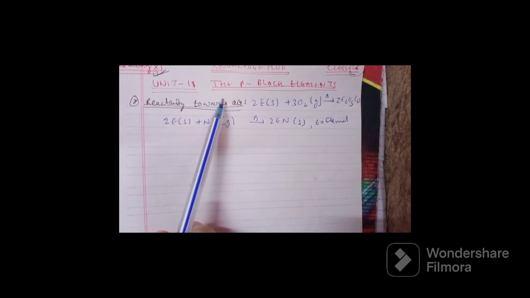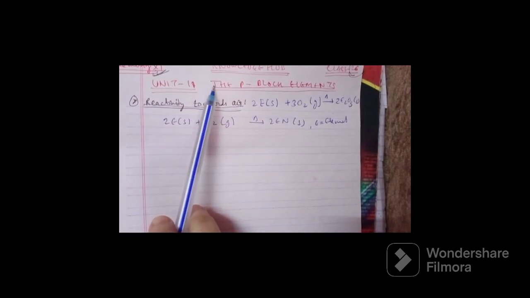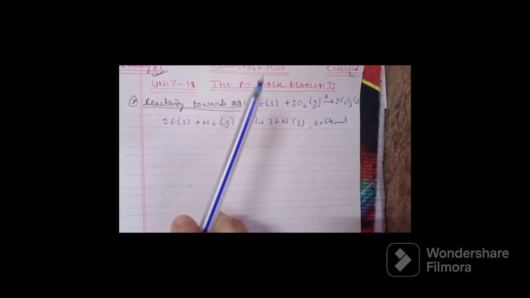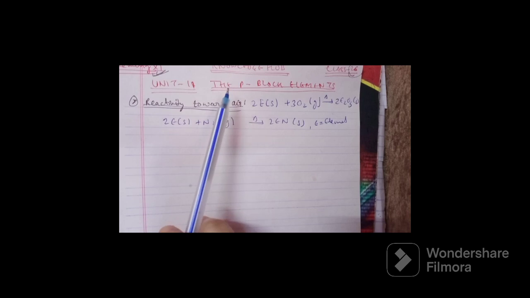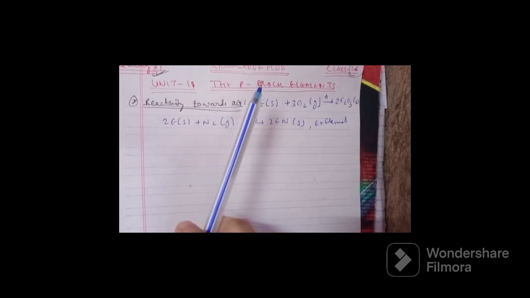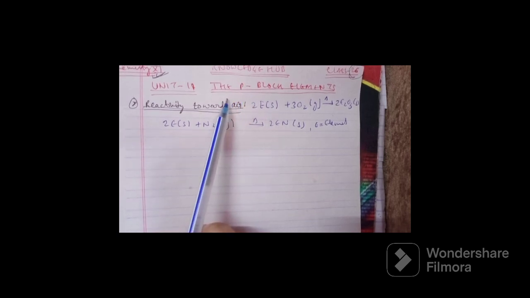Boron trioxide is acidic and reacts with basic metallic oxides forming a metal borate. Aluminium and gallium oxides are amphoteric, and those of indium and thallium are basic in their properties. So you have to just remember that. We'll discuss another one, which is the reactivity towards acids and alkalis.